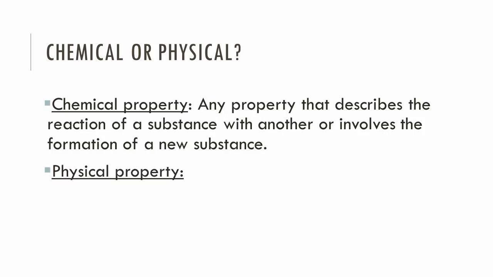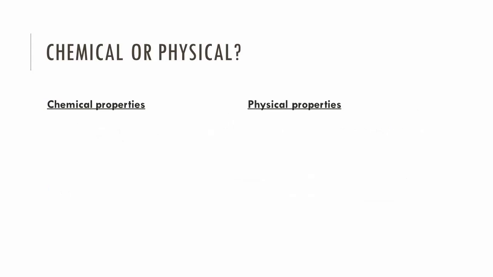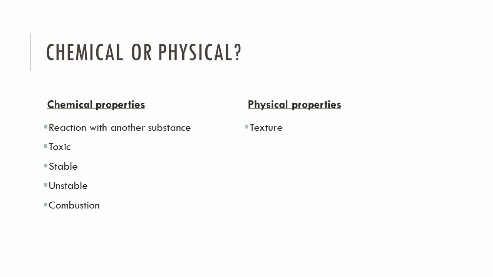Physical properties are any property or change that can be observed or measured without creating a new substance. Here are some examples of different properties. When we say that a substance reacts with something or another substance, that it's toxic, that it's stable, unstable, or undergoes a combustion, we're talking about chemical properties. If we describe a substance by its texture, color, malleability, viscosity, etc., we're talking about physical properties.